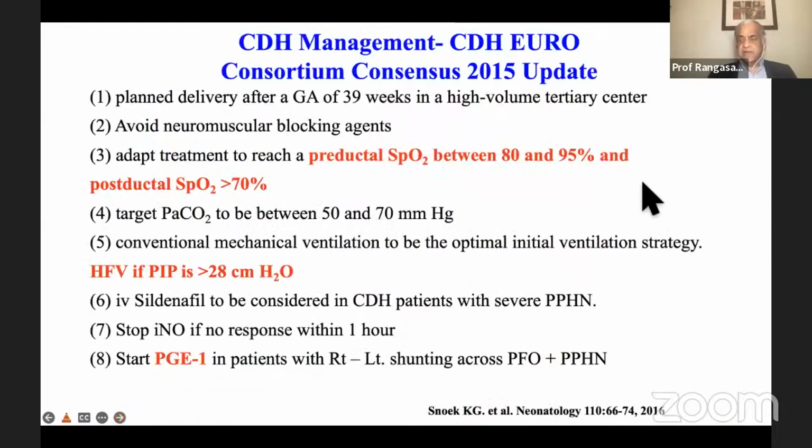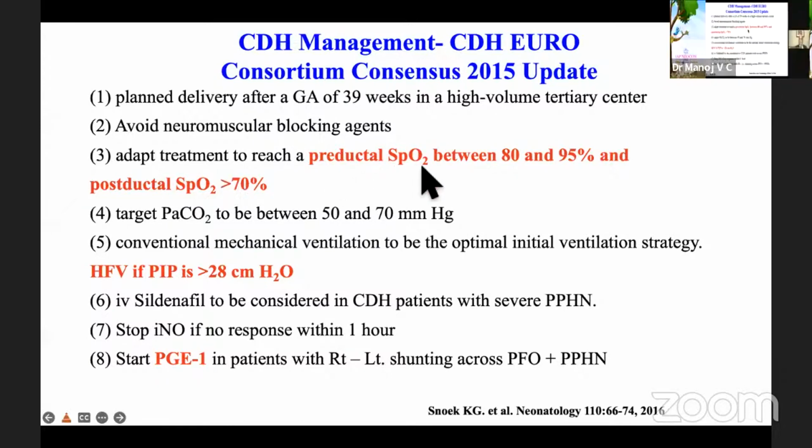What about CDH? There was a question one of the attendees asked last to Dr. Satyan, what are the recommendations, CDH consensus guidelines? This 2015 update, deliver at 39 weeks in a high volume tertiary center, don't paralyze the baby. I used to do that when I was a fellow or junior attending. That's what I was told to do. Shouldn't be doing that anymore. Target a pre-ductal saturation. Yeah. Very sorry to interrupt you.